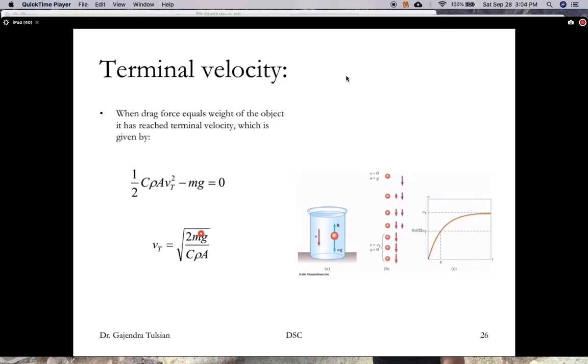The terminal velocity can be calculated like that. It's equal to the square root of twice the weight of the object divided by the drag coefficient times the density of the fluid in which it's falling times the area of cross section. This diagram shows you the velocity of a falling object as a function of time. The velocity increases, and once you reach terminal velocity, your velocity is constant.